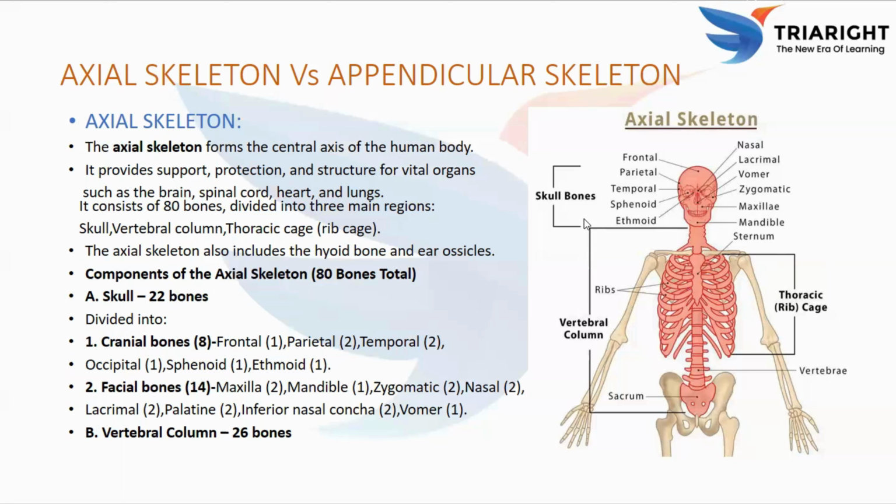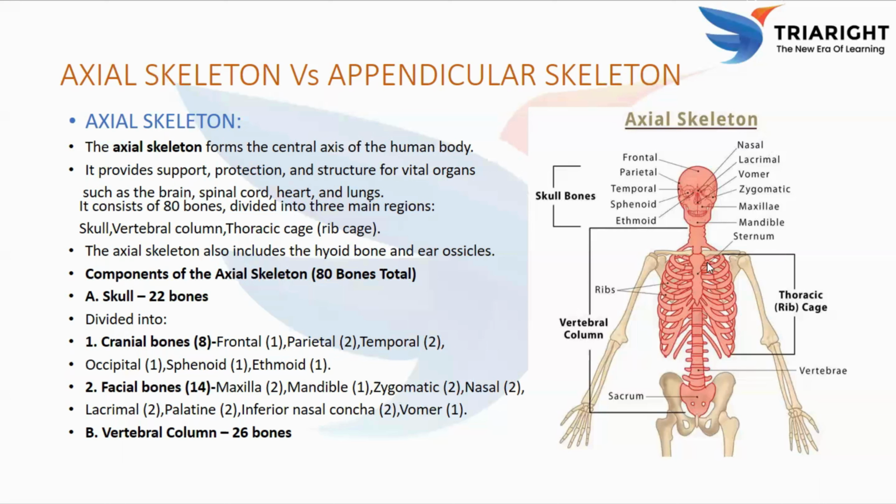So what is the first region? Skull. The skull is made up of 22 bones. The skull is divided into 8 cranial bones and 14 facial bones. Are you getting my point? The 8 cranial bones: what are they? Frontal, parietal, temporal, sphenoid and ethmoid bone. Whereas the 14 facial bones are nothing but the nasal, lacrimal, vomer, zygomatic, maxillae, mandible. So the skull is made up of the cranial bones and facial bones.